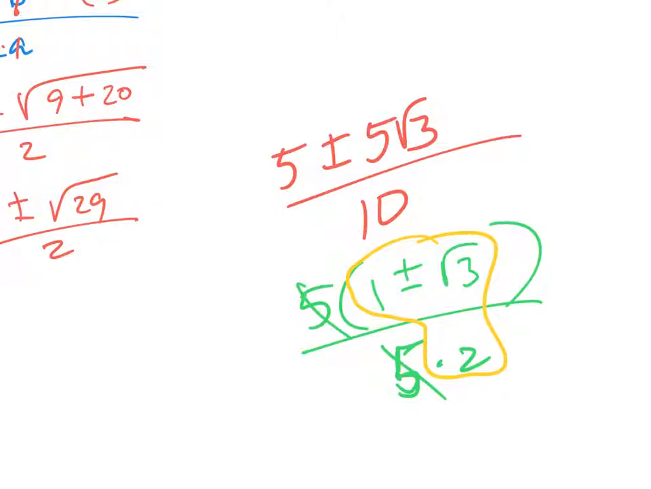1 plus and minus root 3 over 2. That, my friends, is called simplest radical form. A square root is also known as a radical. And it's as simple as it can be, because the square root of 3 doesn't simplify any more. So that's called simplest radical form.